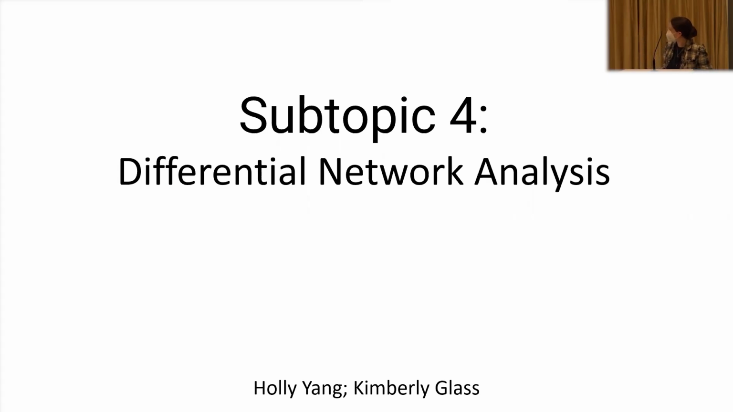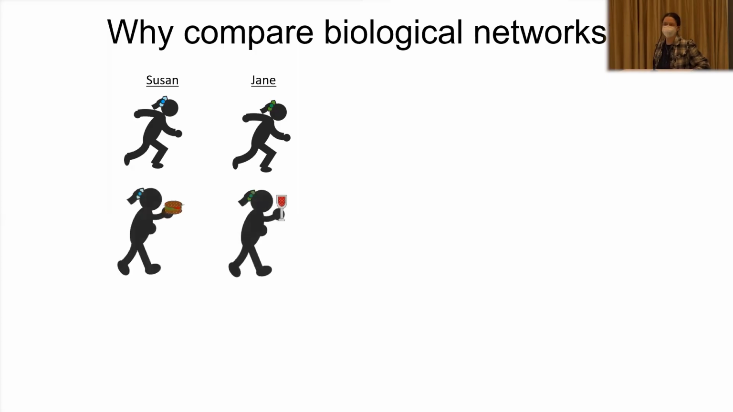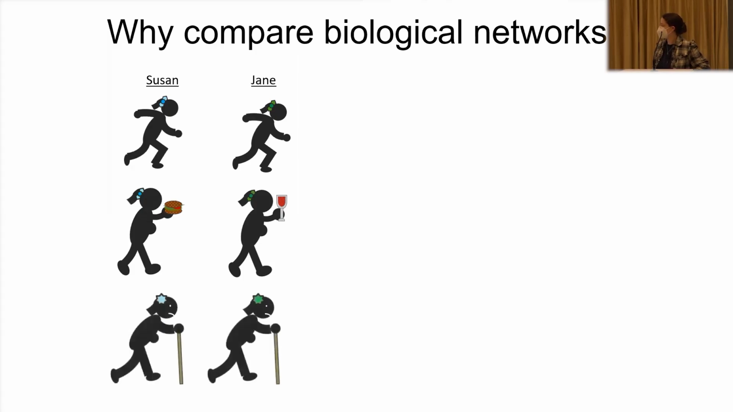So our final subtopic is differential network analysis. And I was going to start with a quick story. I'll make it brief. I like to introduce it this way. Let's pretend you have two patients, Susan and Jane. They grow up, they're healthy, they have various habits throughout their life, such as eating burgers or wine. As they get old, they have a similar disease, similar phenotype. They both go to the clinic.